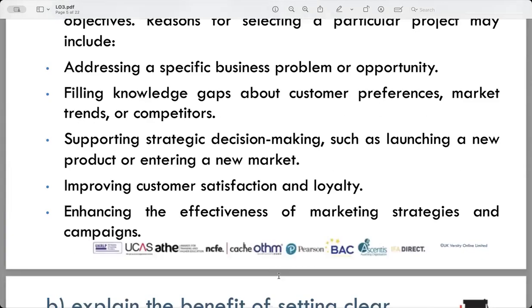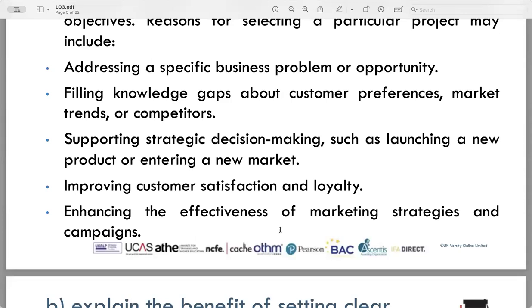Improving customer satisfaction and loyalty. Market research projects are often selected to enhance customer satisfaction and loyalty. Understanding customers' experiences, expectations, and pain points allows organizations to make improvements that directly impact customer retention. Research can reveal insights that enable companies to refine their products, services, and customer service practices to better meet customer needs and foster long-term relationships.